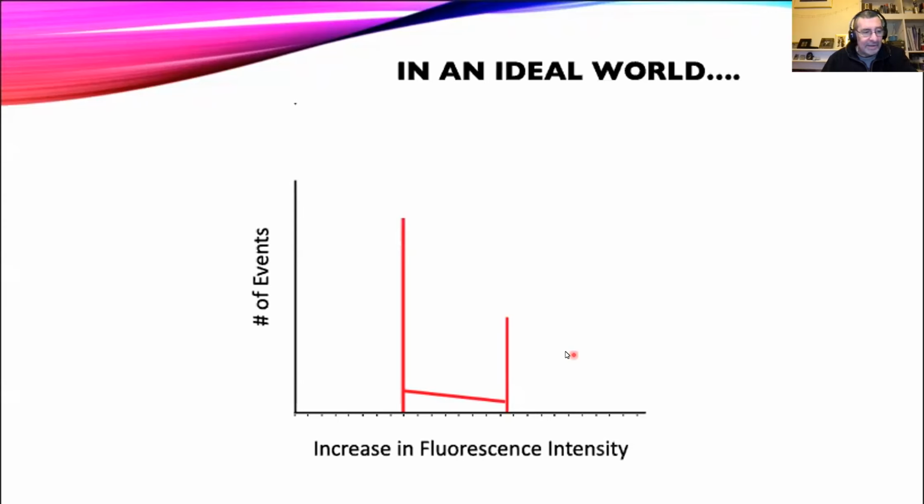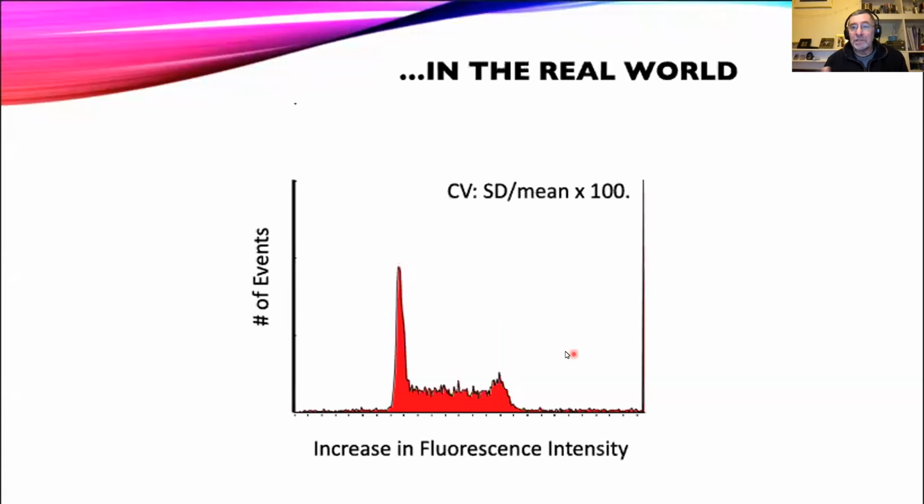But of course, we never live in the ideal world. We're in the real world. And what we see in the real world is a little bit of data spread. We can still see in this histogram here our G1 population, our G2 population is about twice as bright, and our S phase cells in the middle. But our G1s aren't in a single channel. We see that there's a little bit of a spread. And something we talked about before is how we measure data spread. We can do that by measuring the CV, the coefficient of variation, or the coefficient of variance, which is a statistical term. It's defined as the standard deviation divided by the mean, expressed as a percentage.